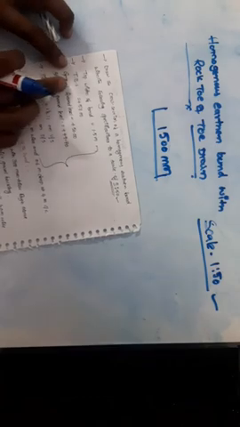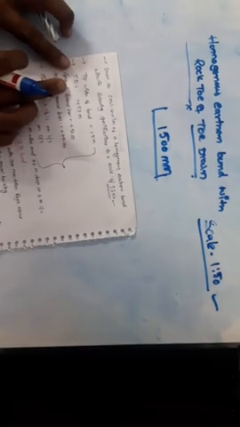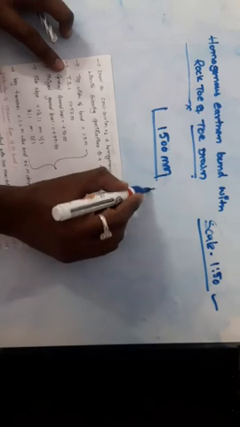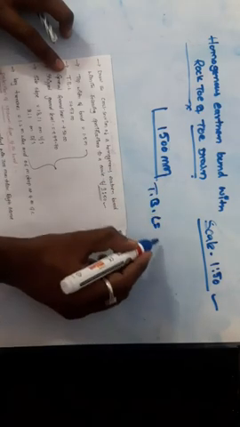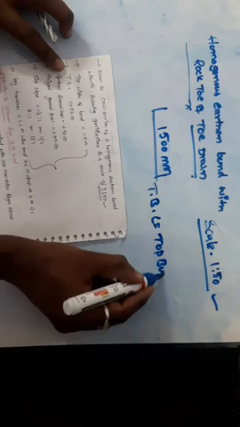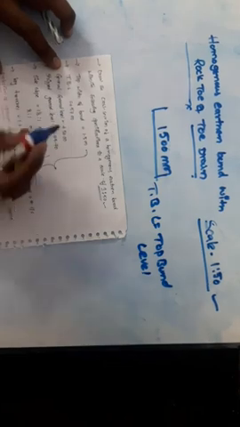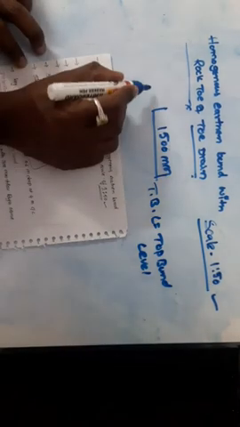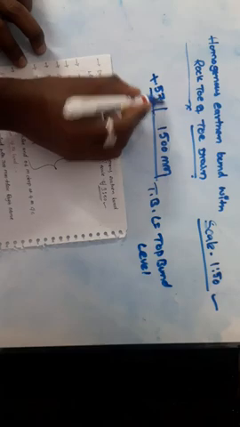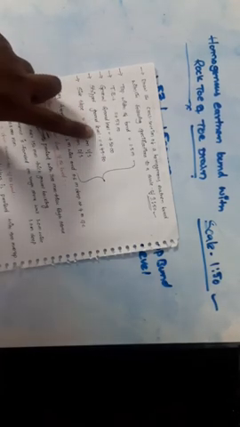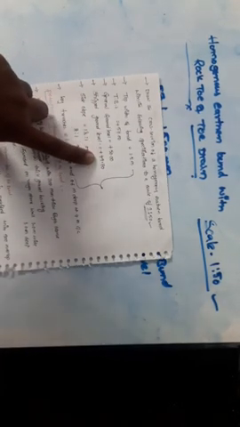Next, TBL means top bund level. The top bund level is plus 57. Next, general ground level is plus 50, and stripped ground level is plus 49.70.